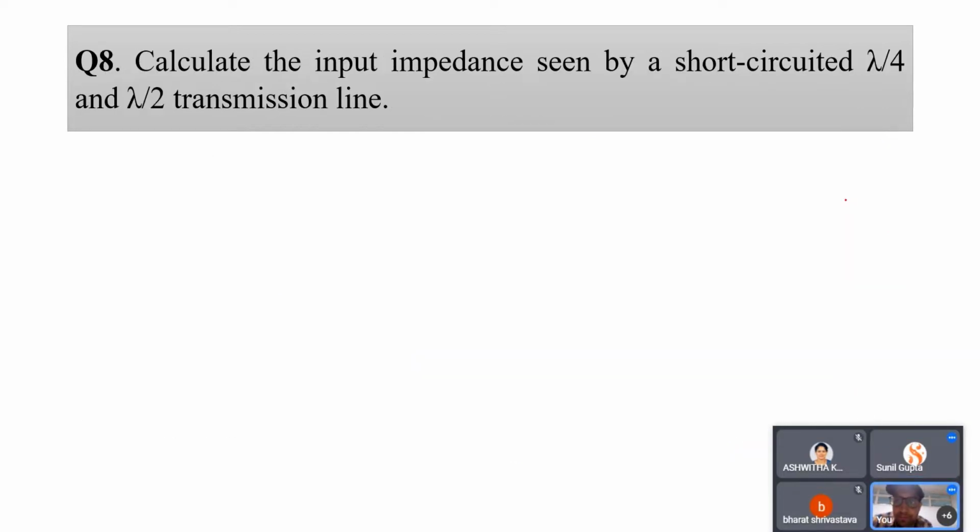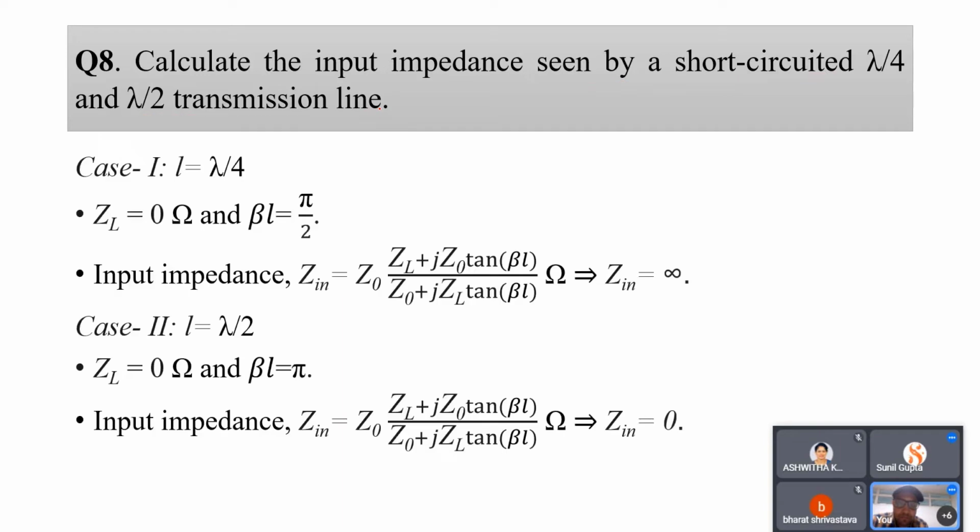Okay, so the next question is: calculate the input impedance seen by a short circuited lambda by 4 and lambda by 2 transmission line. As we know, the input impedance is defined as Zin equals Z0 into (ZL plus jZ0 tan beta L) over (Z0 plus jZL tan beta L). Here ZL will be 0 because it is given that it is a short circuited transmission line.